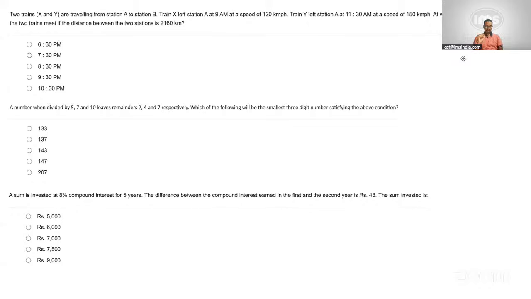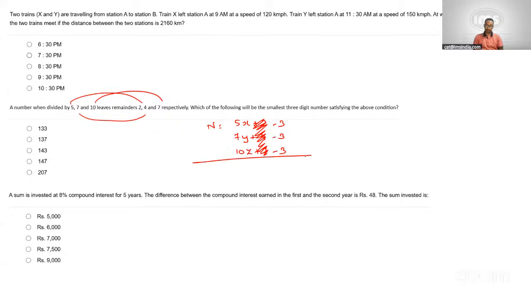A number when divided by 5, 7 and 10 leaves remainders 2, 4 and 7 respectively. Which of the following will be the smallest three-digit number satisfying the above condition? I can understand the link. 5 minus 3 is 2, 7 minus 3 is 4, and 10 minus 3 is 7. So the number can be written as 5x plus 2, or 7y plus 4, or 10z plus 7. Since 5 and 2, 7 and 4, 10 and 7 all have a difference of 3, I can rewrite this as 5x minus 3, 7y minus 3 and 10z minus 3. This is because of the equivalent remainder method.